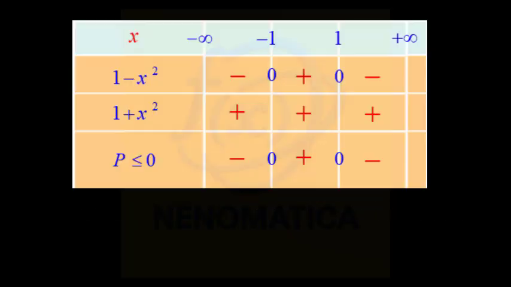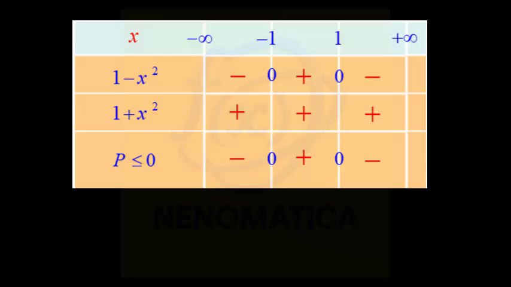Step 2. Construct the sign table using the real critical points, -1 and 1, to split the number line. We will make columns for the intervals: open interval -infinity to -1, then the point -1, open interval -1 to 1, then the point 1, and finally open interval 1 to infinity. For the first factor, 1 minus x squared, a downward opening parabola, it is negative outside the roots, 0 at the roots, and positive between. For the second factor, 1 plus x squared, we just established it is always positive.